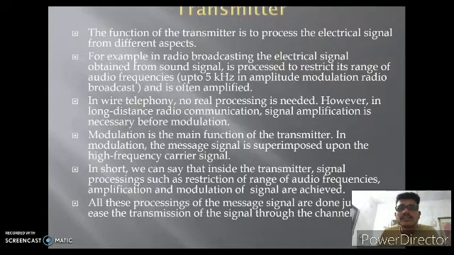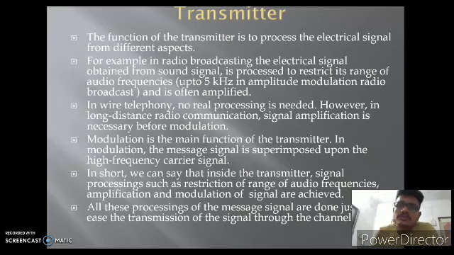Transmitter. The function of the transmitter is to process the electrical signal from different aspects. For example, in radio broadcasting, the electrical signal obtained from the sound signal is processed to restrict its range of audio frequencies, up to 5 kHz in amplitude modulation radio broadcast, and is often amplified. In wire telephony, no real processing is needed. However, in long distance radio communication, signal amplification is necessary before modulation.